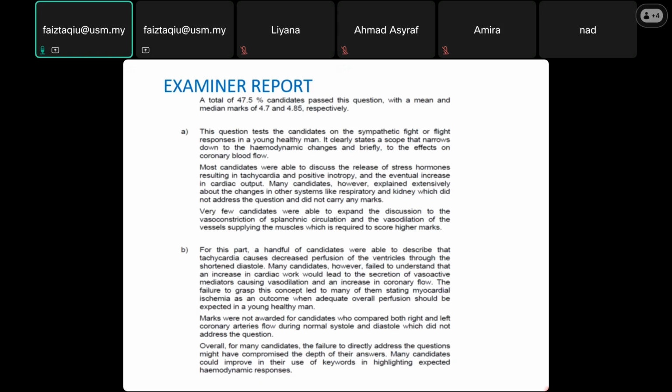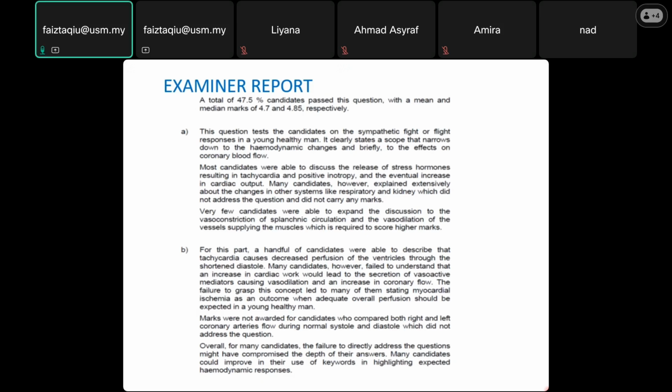Many candidates, however, failed to understand that an increase in cardiac work would lead to the secretion of vasoactive mediators, causing vasodilation and an increase in coronary flow. The failure to grasp this concept led many of them to state myocardial ischemia as an outcome, when adequate overall perfusion should be expected in a young, healthy man. They stated earlier, young, healthy. So marks were not given for causing myocardial ischemia, which is part of young normal physiology.